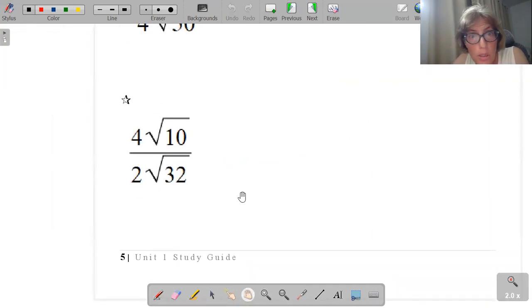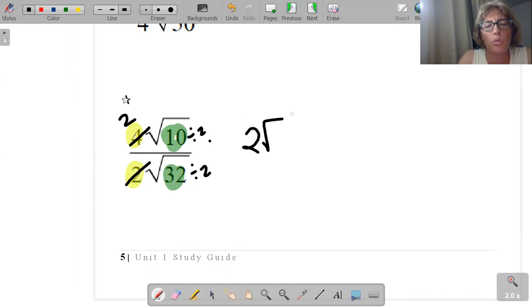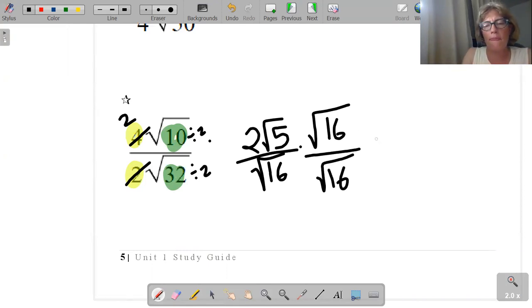Division, outies, innies, simplify. Your outies, your 2 is going to go into 4. Your innies, all of these are divided by 2. So I end up with 2 root 5 over root 16. I can go top and bottom, root 16, to get rid of it. I end up with 2.